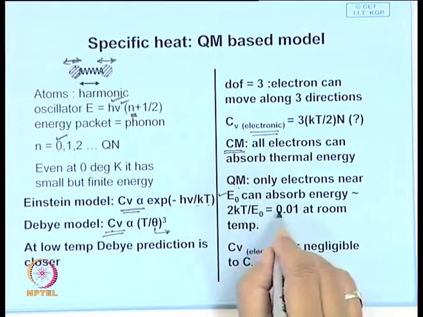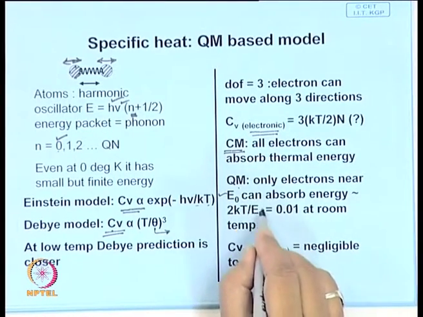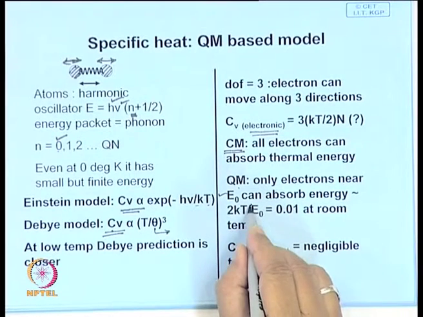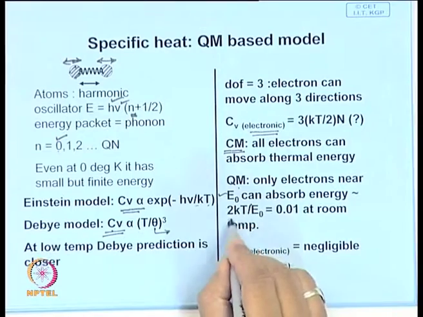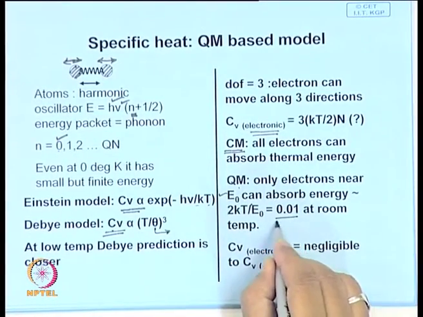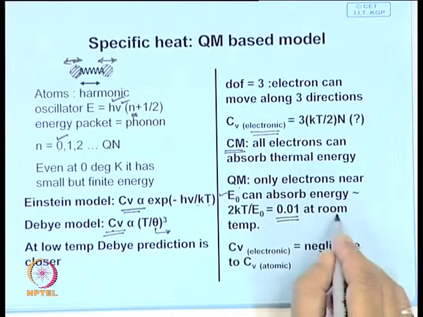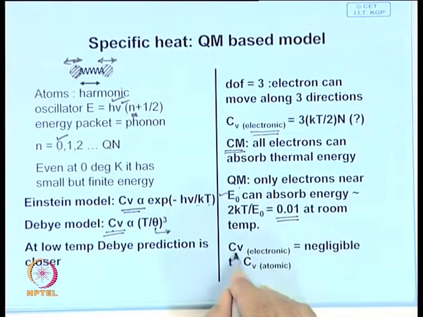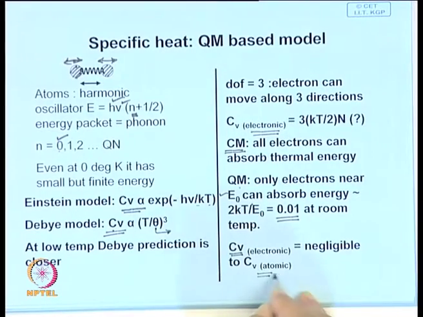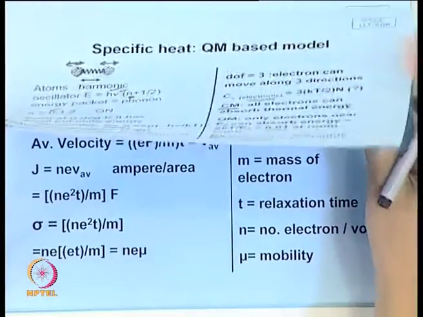So, therefore, the number of electrons which can absorb thermal energy is 2kT over the Fermi energy, and if you calculate this, it will come out to be very small, maybe about 1% at room temperature. So, therefore, the electronic contribution to specific heat is negligible compared to the contribution of atomic vibration to specific heat.